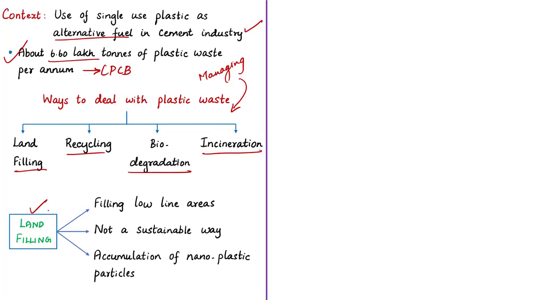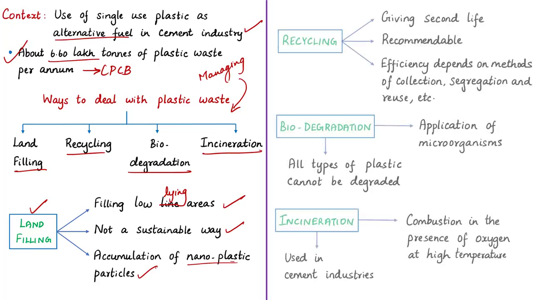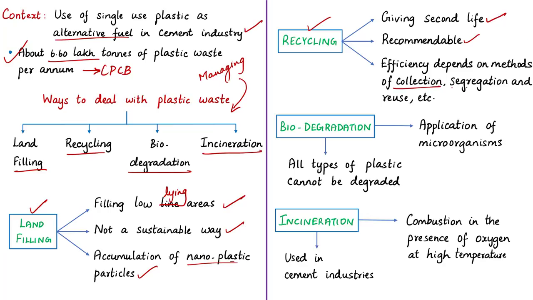Here, landfilling means simply filling the low-lying areas with the generated plastic waste. But simple landfilling is not a sustainable way to manage the problem. It's because it further leads to the accumulation of nanoparticles of the plastic into the land and also into such other ecosystems. Then in case of recycling, we know that recycling means giving a second life to the plastic waste that is generated. This method is important and recommendable, but the efficiency of this method depends on the effective collection of plastic waste, segregation of plastic waste, and using suitable ways to reuse the plastic waste. So, recycling of single-use plastic waste is one of the challenging tasks.